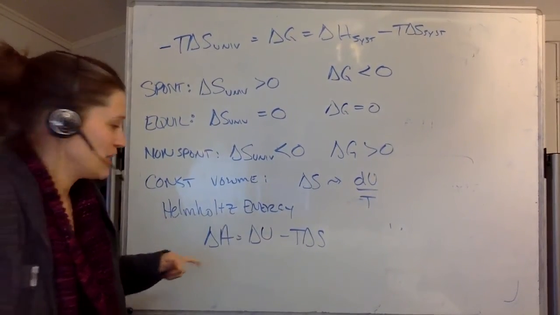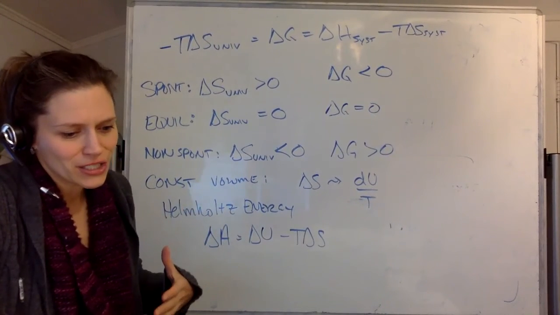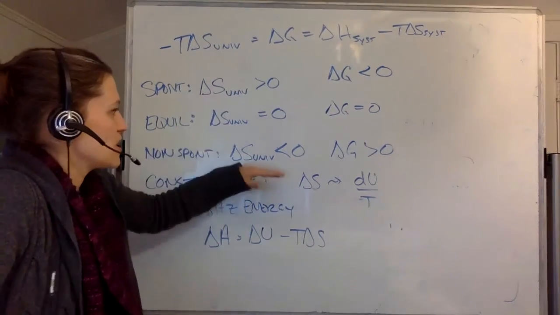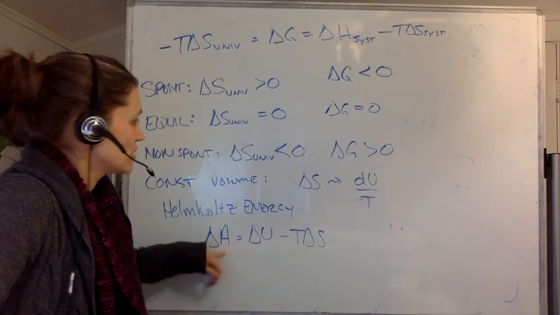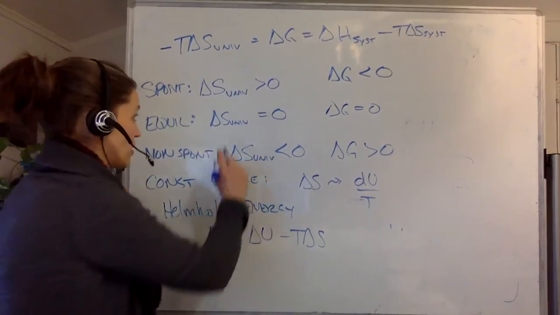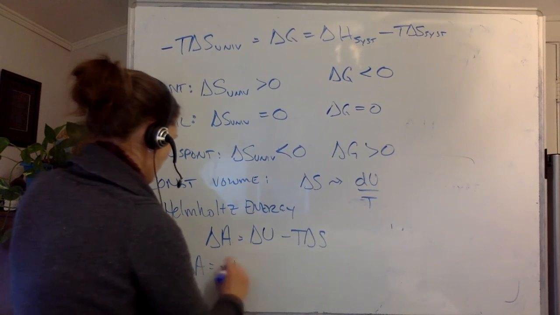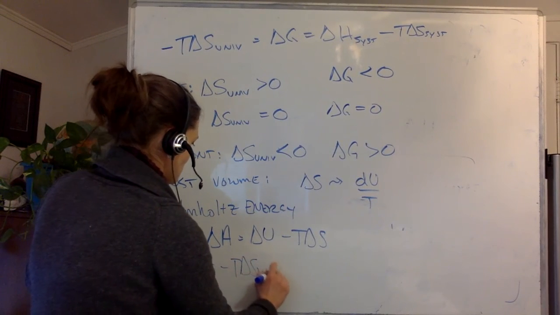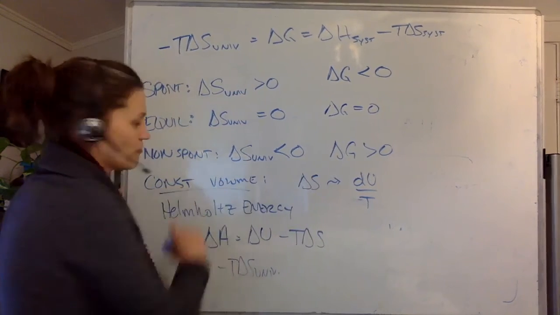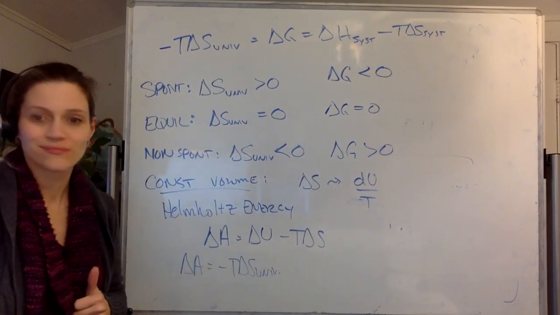And so this Helmholtz energy, again, will have the same conditions associated with spontaneity. So delta A will be less than 0 if delta S of the universe is going to be greater than 0. So you can say that delta A is equal to minus T delta S of the universe, again, under constant volume conditions. And that's, again, the reason that we're using U instead of H. Go team.